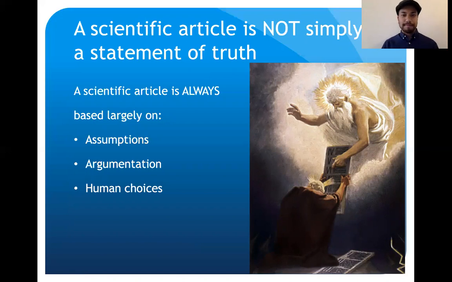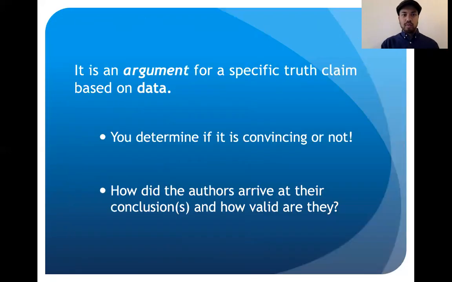Now, if a scientific article is not simply a statement of truth, what is it then? Well, it is an argument for a specific truth claim based on data. So all of those choices that we were just talking about need to be backed up by argumentation. And the conclusions have to be based on data. And you're the one that has to determine for yourself if you find that argument convincing or not.